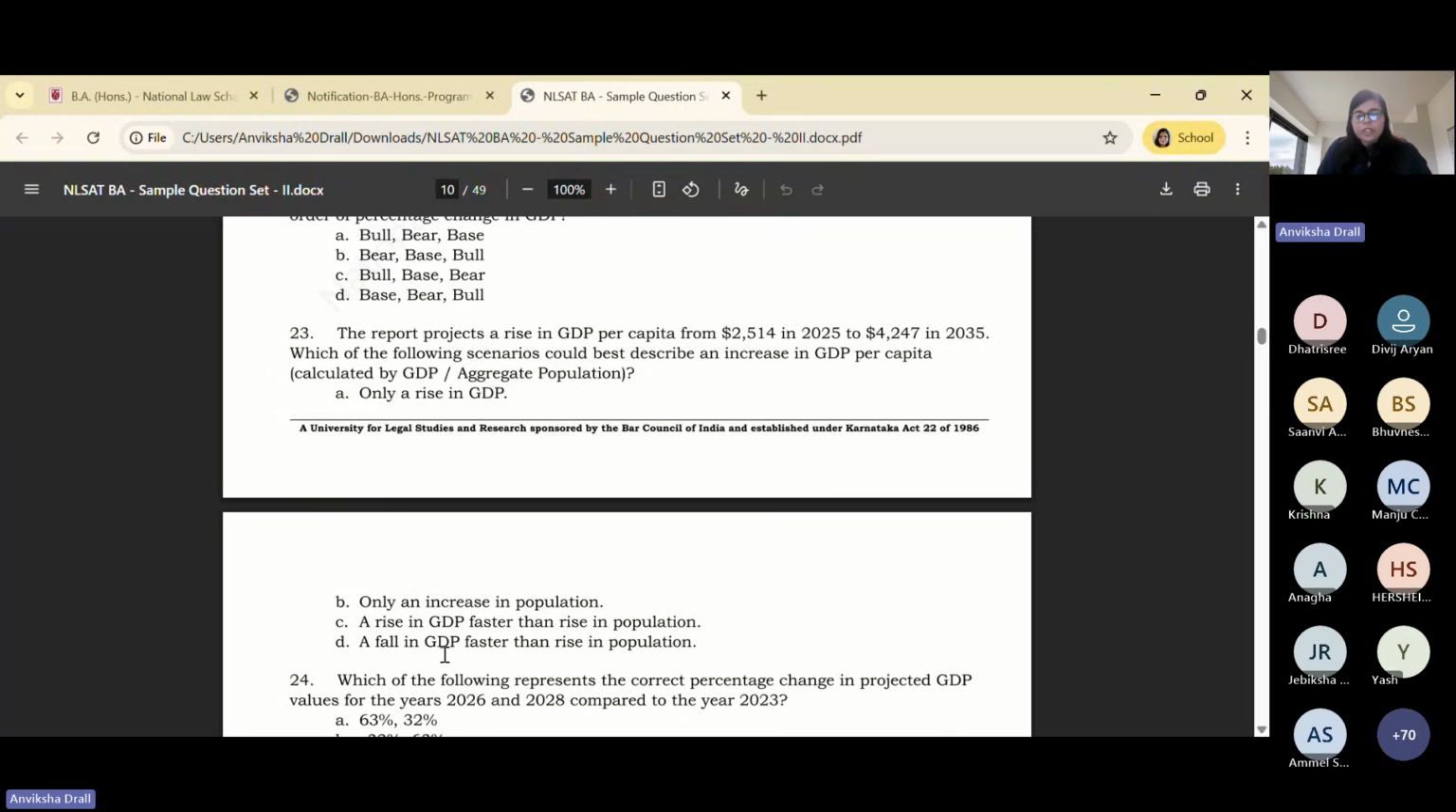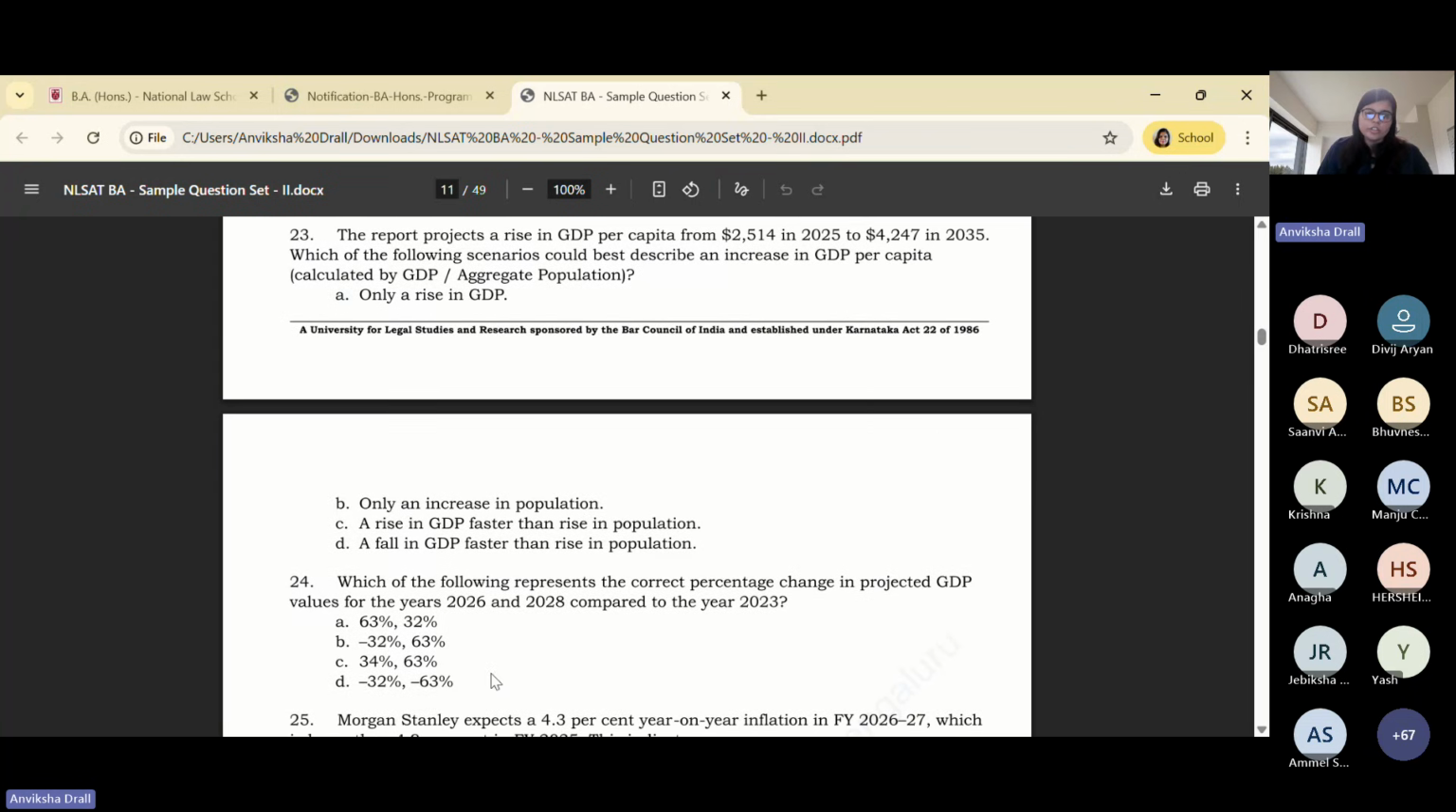Third one is a fall in GDP faster than rise in population. So in this D part, your GDP is decreasing and your population is increasing. So clearly your GDP per capita will go down. So the correct answer in this case is C. So you can work around this question. The only four options are given to you, and then play around the fractions and see what is happening to the overall ratio if one variable or a combination or any dynamics in that particular ratio are changing.